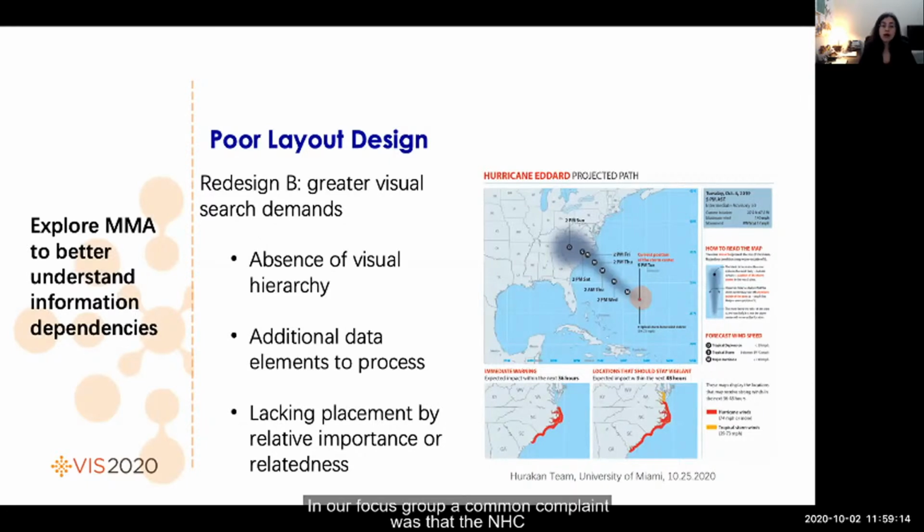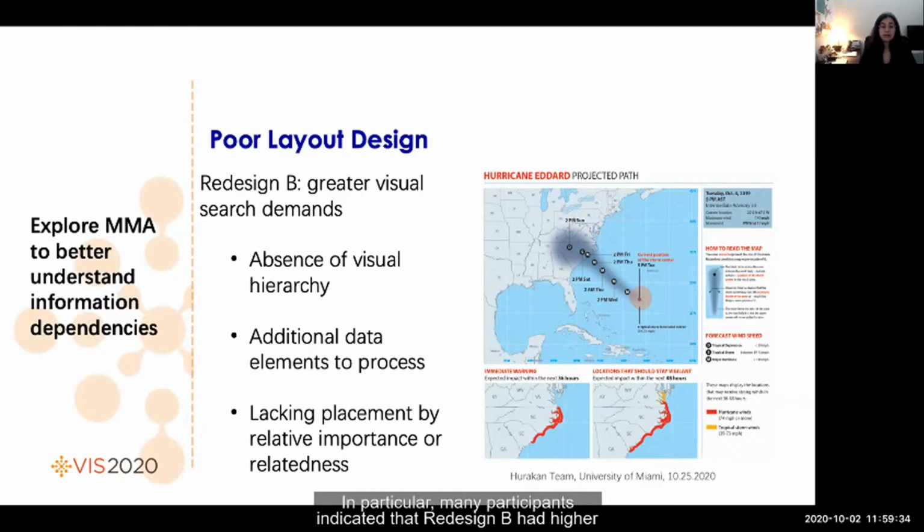In our focus group, a common complaint was that the NHC COU is extremely cluttered, as it contains several layers of information that often interfere with each other. So we deconstructed the graphic and created a multi-section layout for redesign B. The layout for redesign B, unfortunately, was a dissatisfier for many participants.